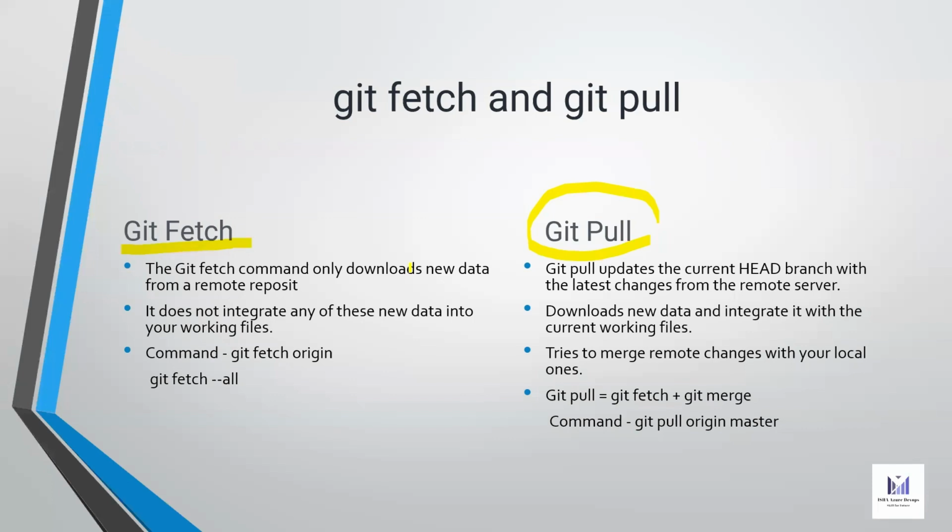It only downloads that. Okay, so git pull updates the current head branch with the latest changes, downloads the new data and integrates it with the current working files. But git fetch does not integrate with your working files. Whenever you do git fetch, it only downloads that. So if you then use git merge, it will integrate that with the current files.